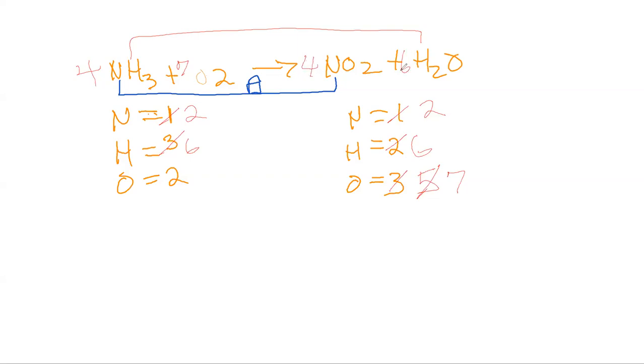If we go back and double check, we now have 4 nitrogens, 12 hydrogens, and 14 oxygens. On the other side, we have 4 nitrogens, 12 hydrogens, and 8 oxygens plus another 6, so 14 oxygens. And now we're balanced. So our chemical formula should be that one there.